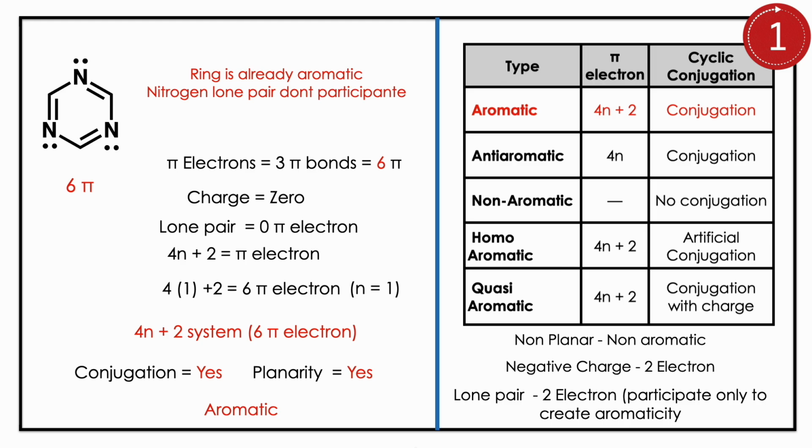So if we do the calculation, it has 3 pi bonds. So totally 6 pi electrons. Charge is 0. Lone pair cannot participate because it will destroy the aromaticity. So it is a 4n plus 2 pi electron system with 6 pi electrons, where n equals 1. Here conjugation is definitely there and planarity is also there. So 4n plus 2, conjugated, planar means the given compound is aromatic.